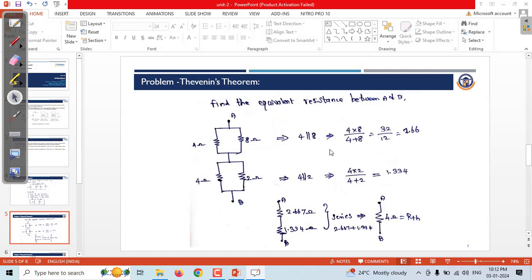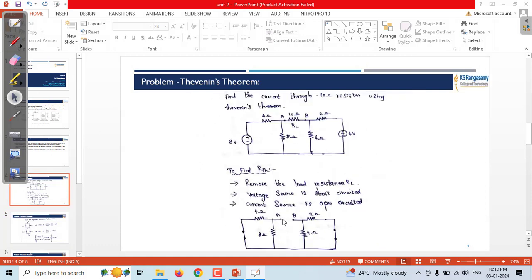Okay, so I redraw the diagram. Between A, we have two resistances connected in parallel, and between B, two resistors are connected in parallel, and these two are connected in series. So from A, 4 and 8 are connected in parallel, and from B, 2 and 4 are connected in parallel, and these two are connected in series.